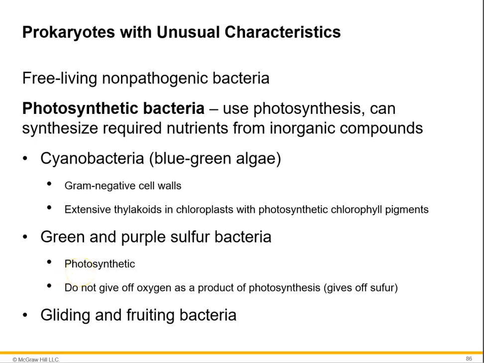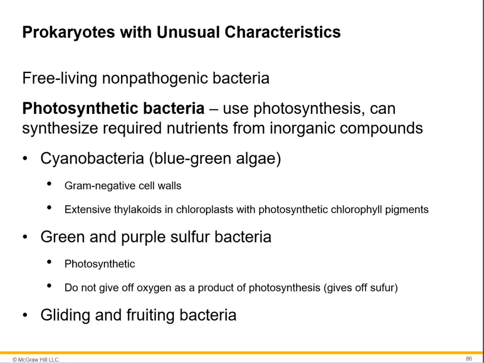Okay, prokaryotes with unusual characteristics. So these examples here are free-living, non-pathogenic bacteria. So they kind of mind their own business. We have photosynthetic bacteria. These guys can use photosynthesis and can synthesize the required nutrients from inorganic compounds. For example, cyanobacteria, also called blue-green algae. These guys have gram-negative cell walls. And they have chloroplasts with a lot of thylakoids in them, essentially the site where photosynthesis occurs. So they are heavily equipped for photosynthesis.